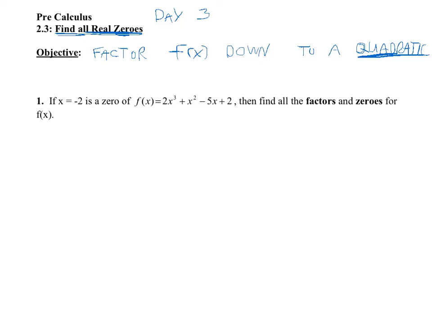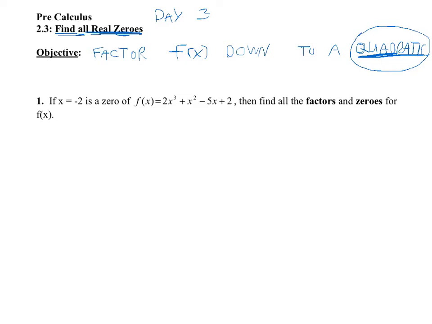The main objective is either we're going to be given a 0 of f of x, or we're going to be given a combination of zeros or factors. And we want to find all the zeros, and the key is we want to factor f of x down to a quadratic. We want to get it down to something that's x squared. Because if we have a quadratic, we could try to factor a quadratic. If it doesn't factor, then we use good old quadratic formula.